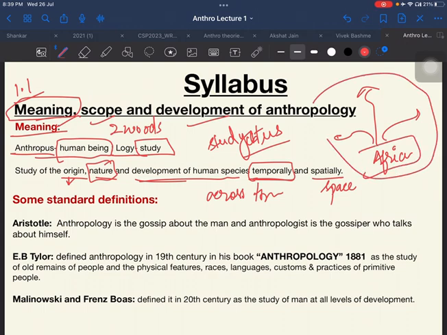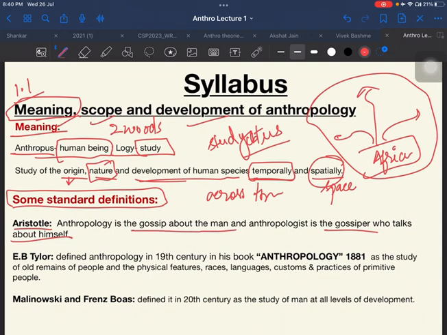So we will be doing Homo sapiens study all the world over, so across space. Now let's do some standard definitions. The first definition was given by Aristotle, who, in layman's language, said that anthropology is the gossip about men and the anthropologist is the gossiper who talks about himself. It means gossip about man, covering any aspect of man, and the anthropologist is the gossiper.